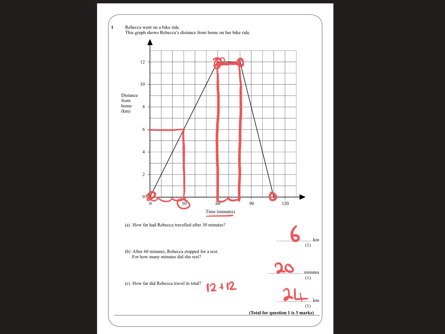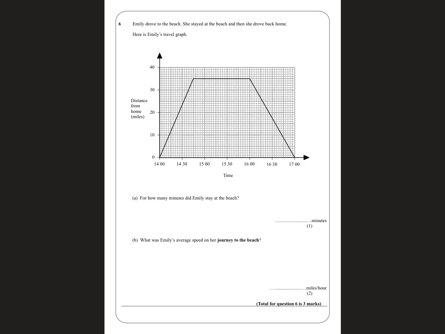Right, let's have a look at another question then. So Emily drove to the beach. She stayed at the beach and then drove back home. Here is Emily's graph. So again, the same kind of idea as our last question. Now, you could pause the video at this point and maybe try and answer some of these yourself. Otherwise, just work along with me.